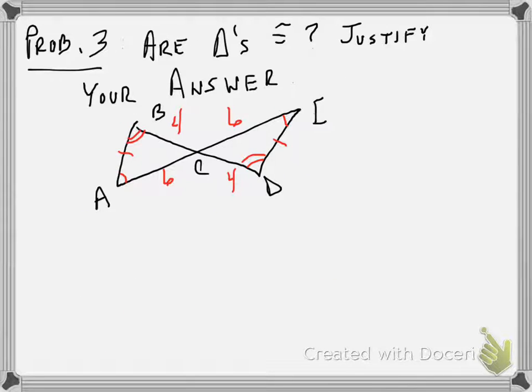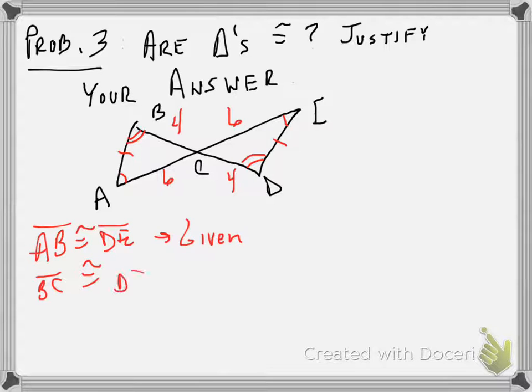Problem 3 wants you to say, are the triangles congruent? They want you to justify your answer. So right now they give us that AB is congruent to DE, or ED, that's fine. AB is congruent to DE because it's given. We know that BC is congruent to DC because they both equal 4. We know that AC is congruent to EC because they both equal 6. So all three sides of the triangles are congruent.